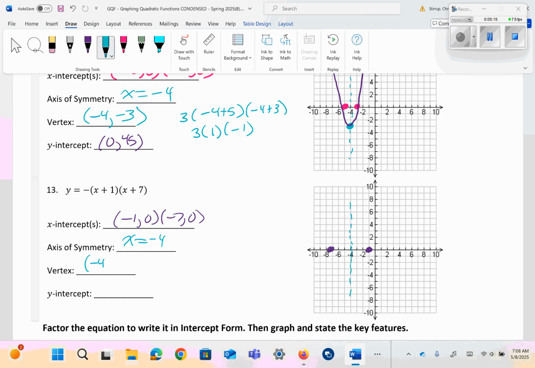So we know the x component of the vertex. I'm going to take that negative 4, plug it back in the original. Don't forget the outside negative if there is one, which there is in this case. So that's going to give me negative 3 times 3. So negative times negative is positive. 3 times 3 is 9. So (negative 4, positive 9) is way up here.